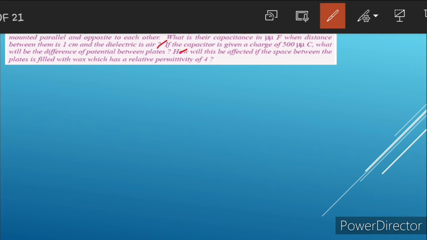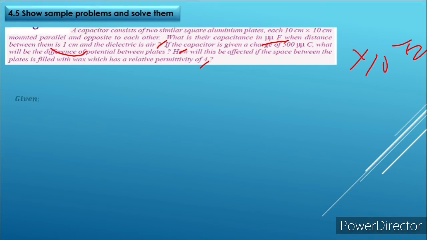So there's the first one, second one, and the third one. The microfarad here has an exponent of -6. Since they have the same exponent, their exponents will be additive, so the microfarad will become picofarad, times 10 raised to -12. And we have the given distance, which is in centimeters. So first, let's convert that into meters, and also the area. The given distance of 1 centimeter will become 0.01 meter, and the area of 10 centimeter by 10 centimeter will become 0.1 meter by 0.1 meter.